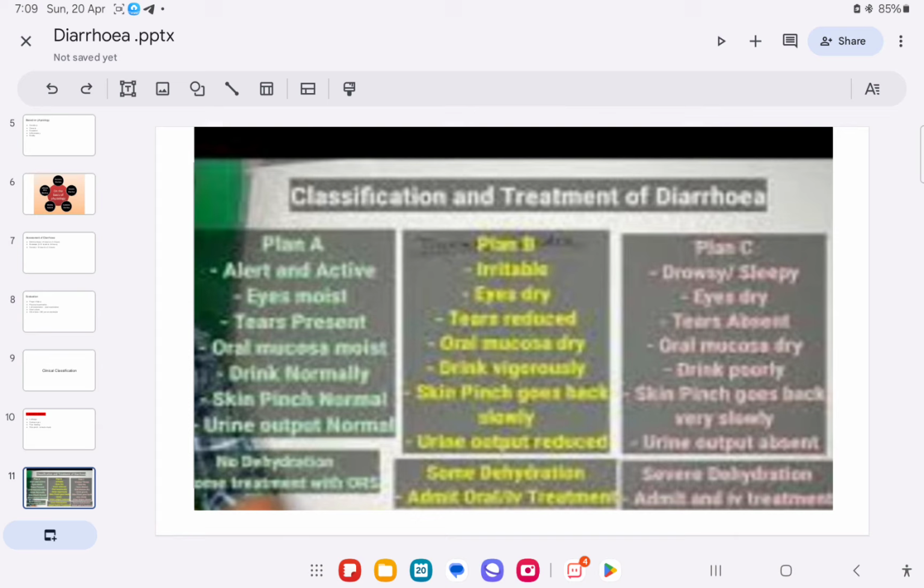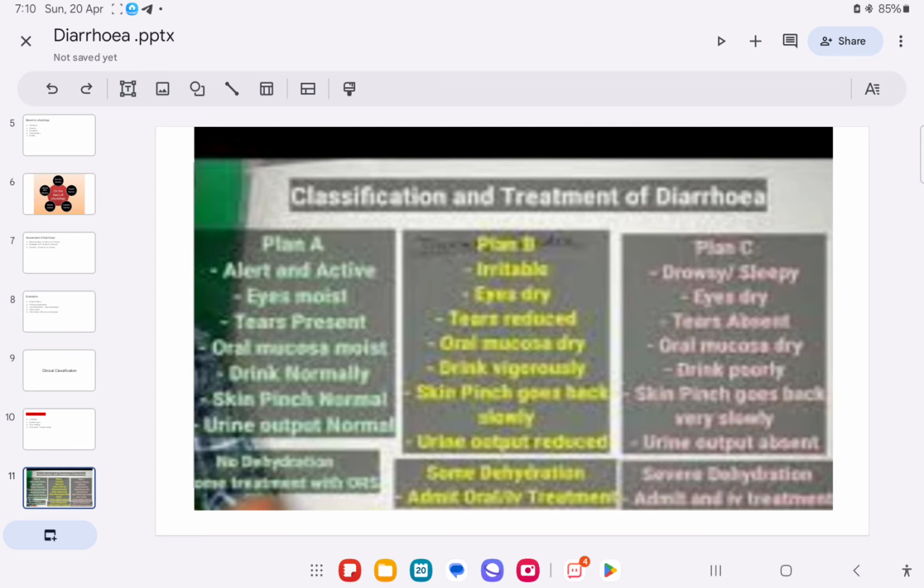Now, pardon me for this poor flowchart. This flowchart shows the classification and treatment of diarrhea. The plans are plan A, plan B, plan C. For exam preparation, plan A if everything goes alright, plan B if plan A fails, and plan C is the last backup plan. Plan A is implemented when the patient is alert and active, the eyes are moist, tears are present, there is no sign of dehydration, the oral mucosa is moist, and the patient drinks normally. You try to replace everything orally.